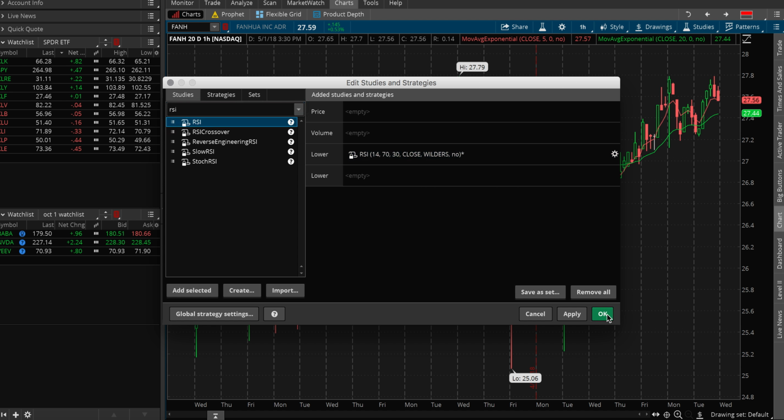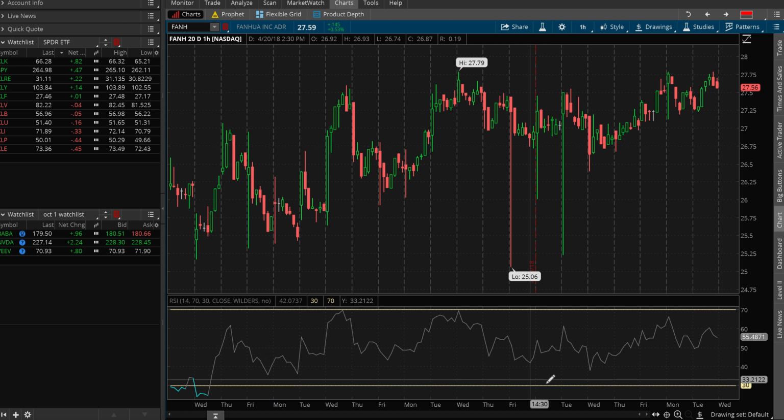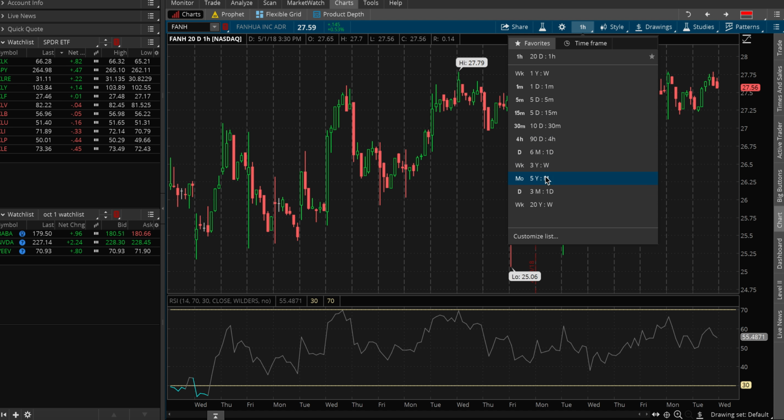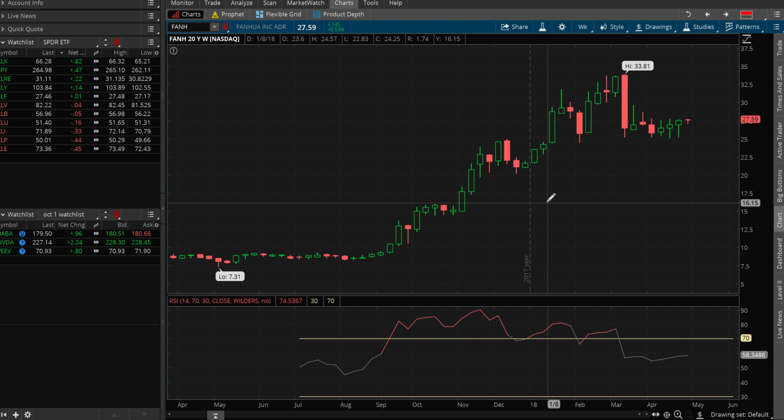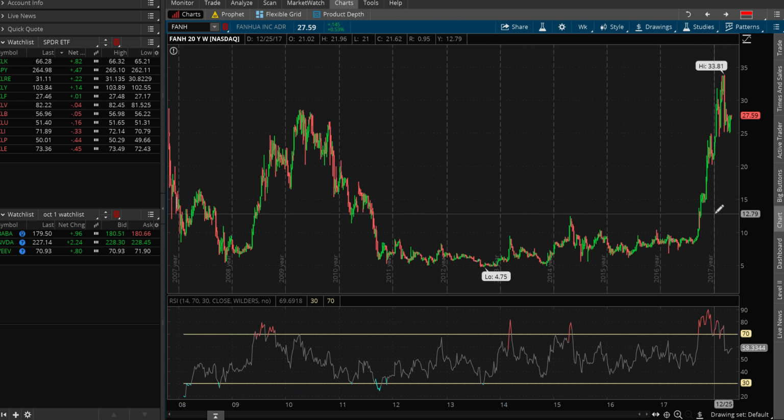So we're going to use the most common setting, which is the 14-day period, which is the last 14 days. 70 and 30 are really the extremes, right? Okay, so if we are trading the daily chart, we want to look at the weekly chart, right? If you're trading the weekly chart, you want to look at the monthly chart. So we always want to take a look at one time frame higher. That's why we want to take a look at multiple time frame analysis.